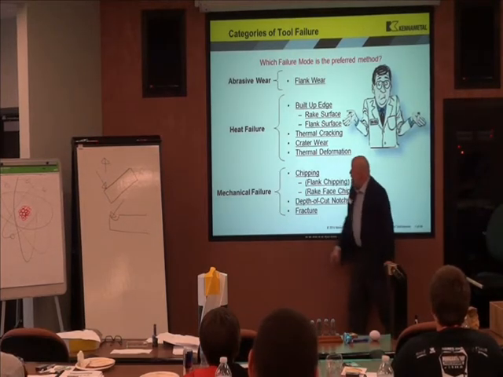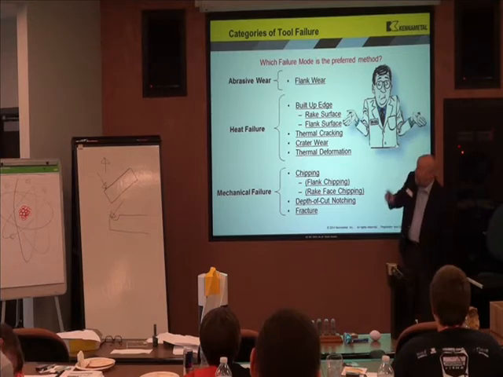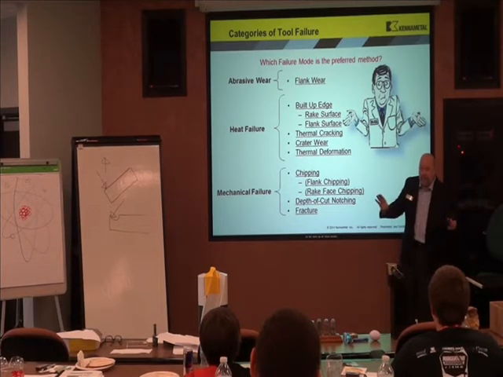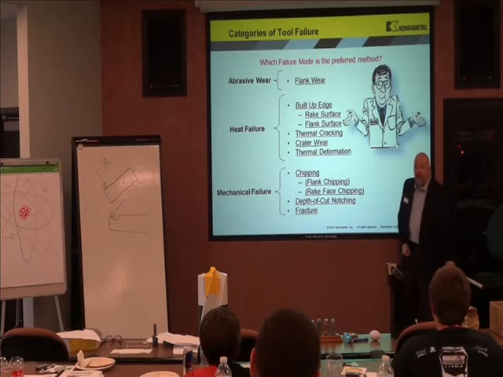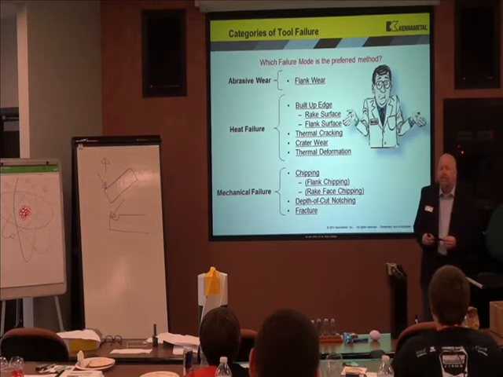When you look at mechanical failure, I've got chipping, and there are three types of chipping. I can get flank chipping, rake chipping, or I can get just chipping. And then I've got depth of cut notching, and last but not least, my favorite one, it broke.